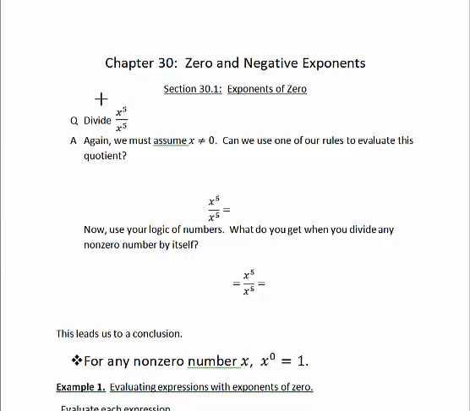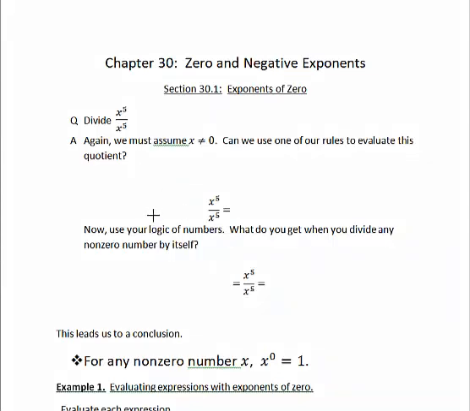Chapter 30, we're continuing our look into exponents. From the previous chapter we talked about three rules that we can use to simplify exponential expressions. We had the product, quotient, and the power rule. We mostly dealt with positive exponents, and I think in one instance we ended up with an exponent of 0 when we were applying the quotient rule. And so that's what chapter 30 is about. We're going to talk a little more about zero exponents and negative exponents.